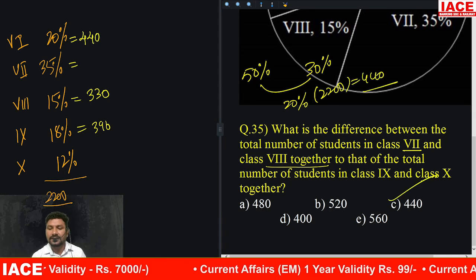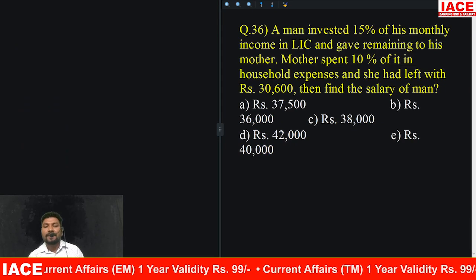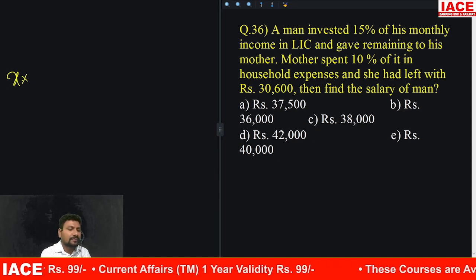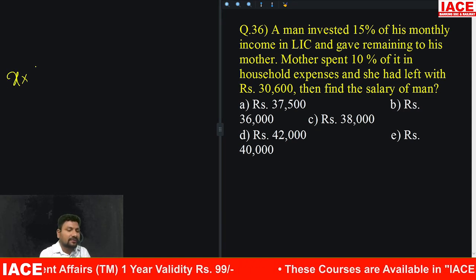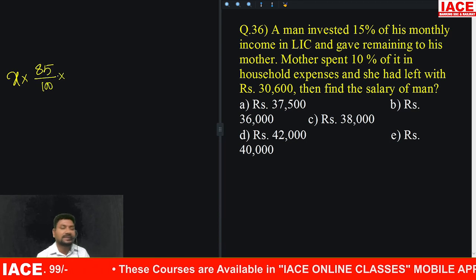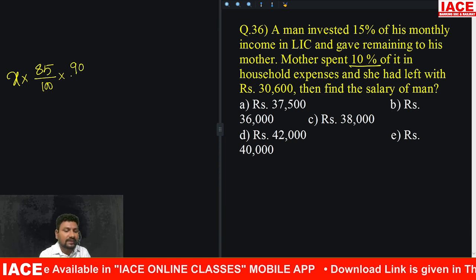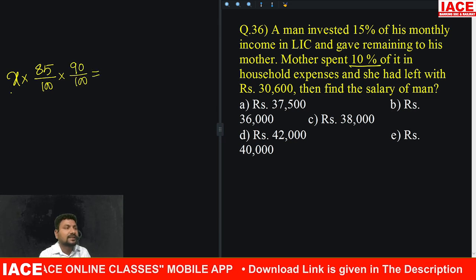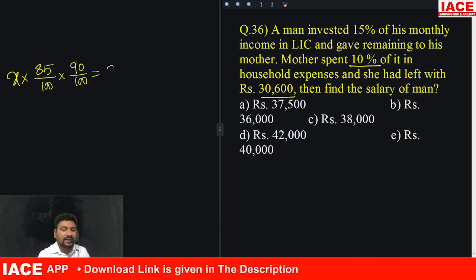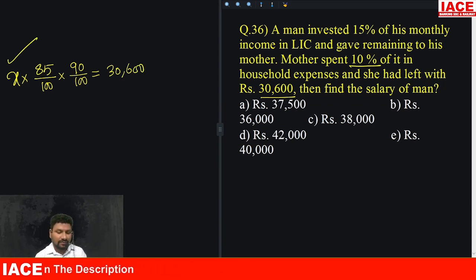Option C. Now we have a miscellaneous question. A man invested 15% of his monthly income. His salary we don't know. 15% is completed, which means the remaining is how much percentage? 85%. Again 10% is completed, which means the remaining is how much percentage? 90%. After the two types of expenditures, he has 30,600. Then what is his salary?